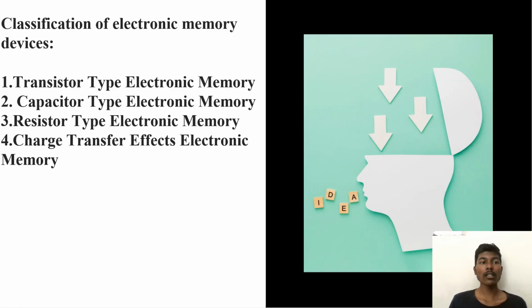Now, we are going to discuss the classification of electronic memory devices. There are four classifications or types. First, transistor type electronic memory. Second, capacitor type electronic memory. Third, resistor type electronic memory. And the last, charge transfer effects electronic memory. Now let us discuss these clearly.